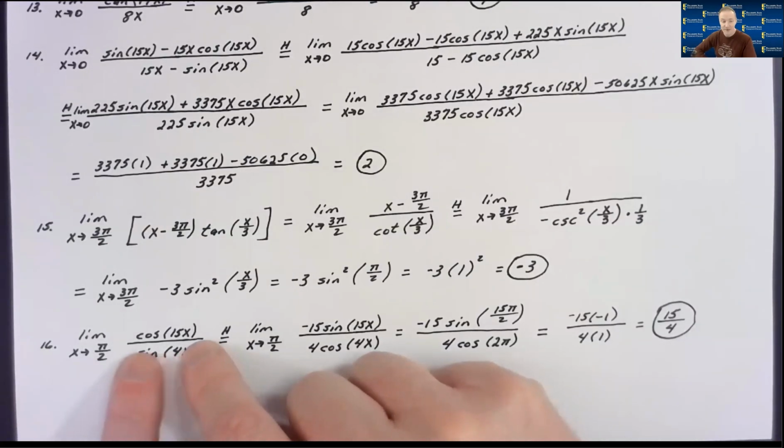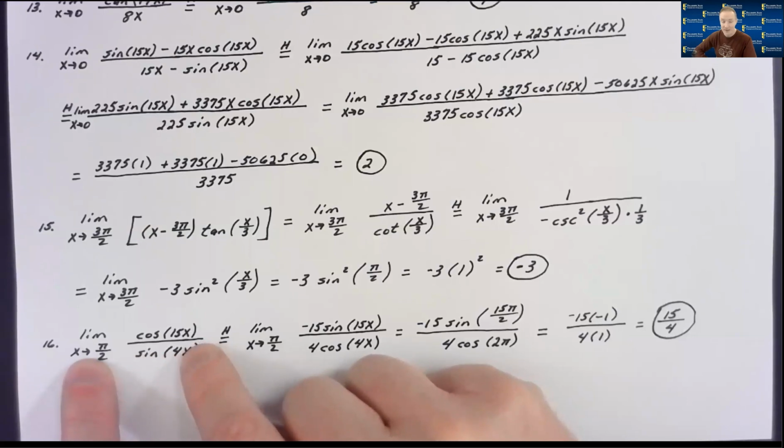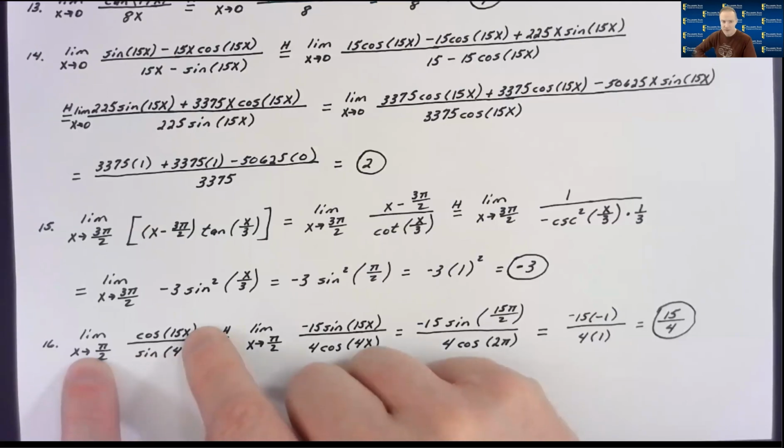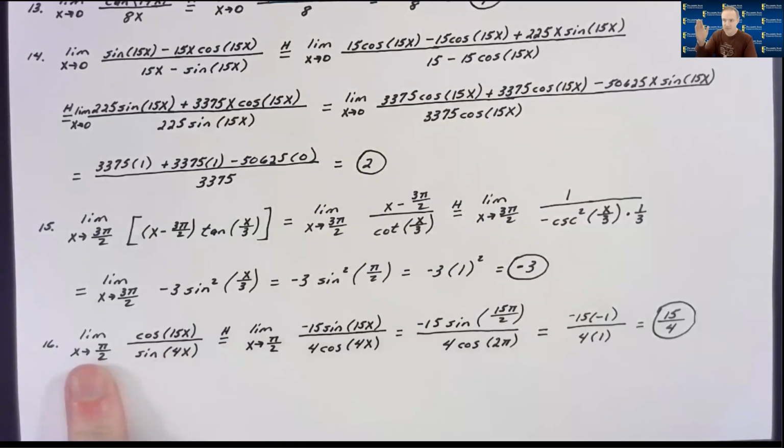So when I'm thinking about this, I have the limit as x approaches pi over 2. So that cosine of 15 pi over 2, I'm thinking, well, the cosine of any odd number times pi over 2 is going to be 0. Whether it's up on our unit circle or down on our unit circle, the cosine of an odd multiple of pi over 2 is going to be 0. The sine of 4 pi over 2, that's the sine of 2 pi, that's 0 because that's at the origin, 0 or 2 pi.